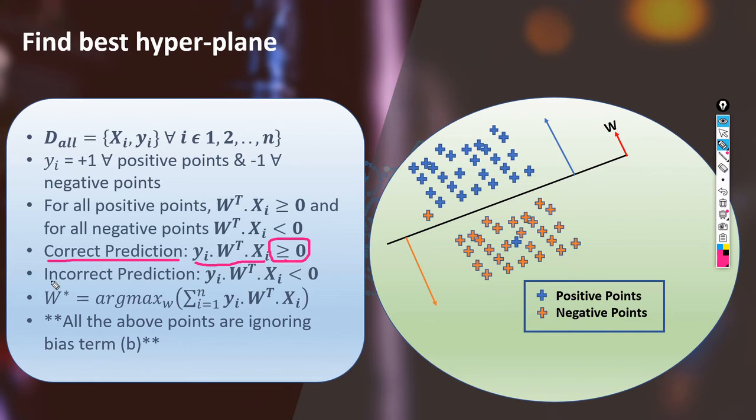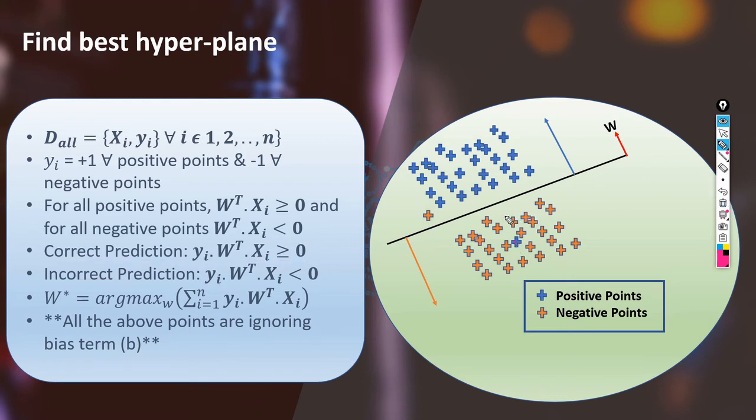Now think logically: for incorrect prediction, the signed distance will always be less than 0. Say, for this orange point, this is actually a negative point. For this, yi will be minus 1, but as it is in the same direction as this hyperplane's normal, the logistic regression will classify it as positive. So w transpose xi for this point will be positive. Now you're doing the product of a positive number and a negative number, so it will always be negative, always less than 0, right?